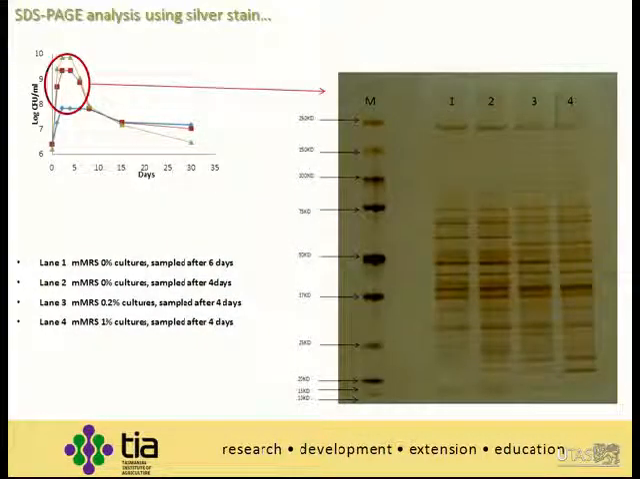Before we run the samples for 1D LC-MS analysis, we run them on the gel again. We take the sample from stationary phase and run it on the gel. Lane 1 and lane 2 are 0% lactose, and lane 3 and lane 4 are 1% and 0.2%, and there's a difference in expression between these treatments.